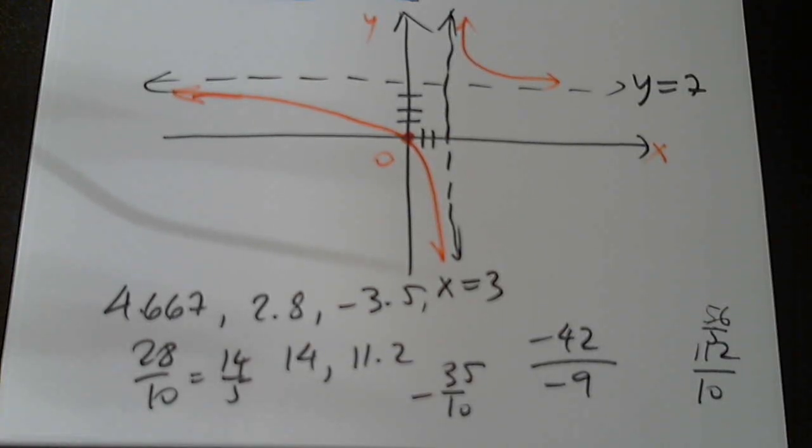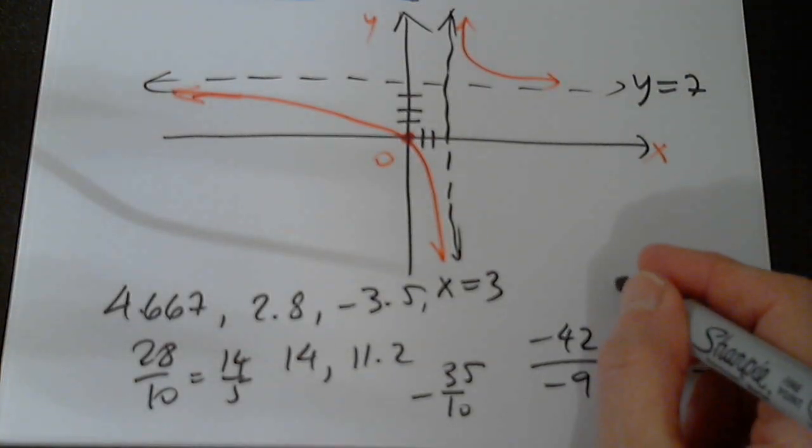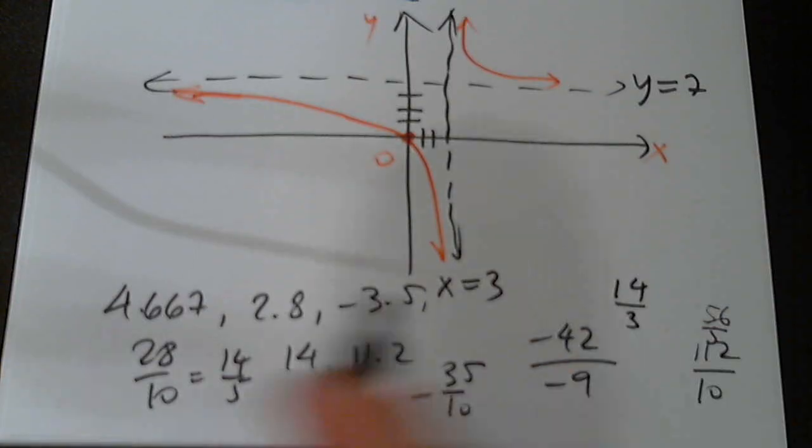Okay, let's see what I did. So with -6, 42 over -9. Oh yes, we can simplify by 3, sorry. Yes, the first one is 14 over 3. I didn't simplify. Sorry about that.